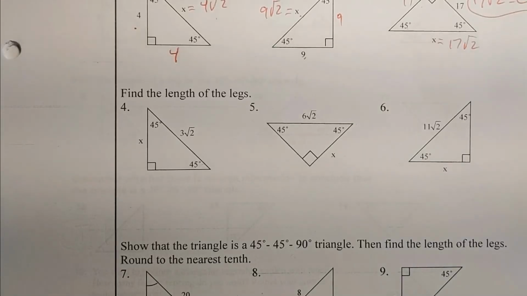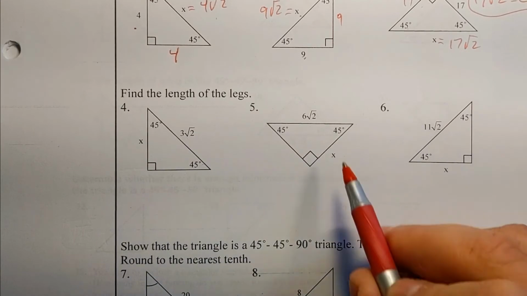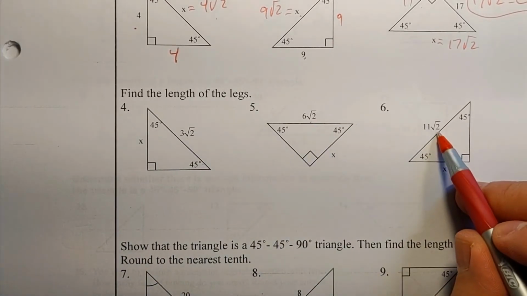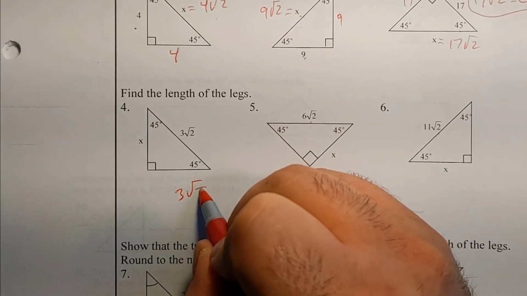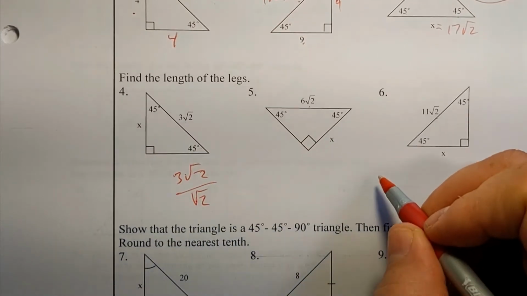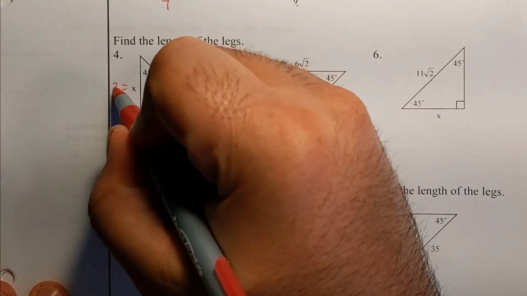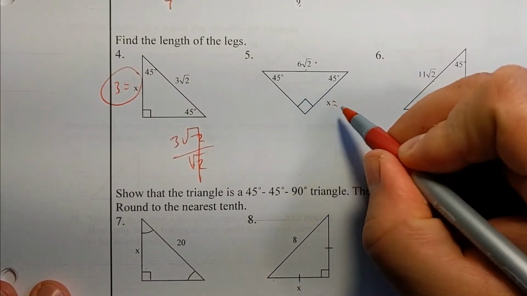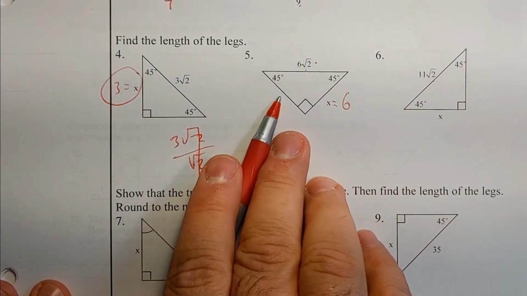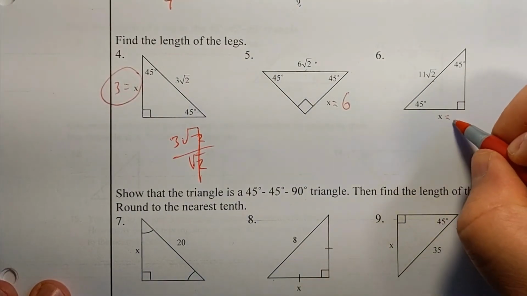Now, when you're going in reverse, instead of multiplying, you divide by the square root of 2. So if you have 3 square root of 2 for the hypotenuse, or 6 square root of 2, or 11 square root of 2, to get these legs you divide by the square root of 2. If you have 3 square root of 2 and divide by the square root of 2, these will cancel, and x is just going to be 3. Over here, if this is 6 square root of 2, and you divide by the square root of 2, this leg is only going to be 6. The other leg would also be 6. Over here, if this is 11 square root of 2, dividing by the square root of 2 means this leg is only 11.